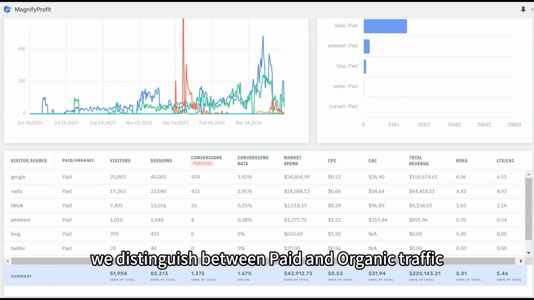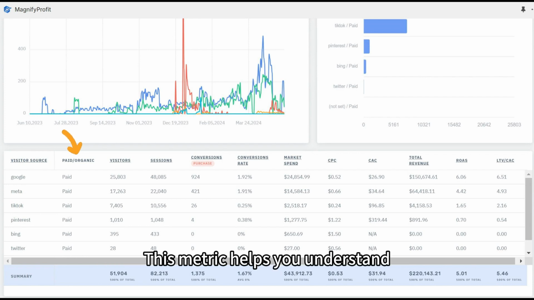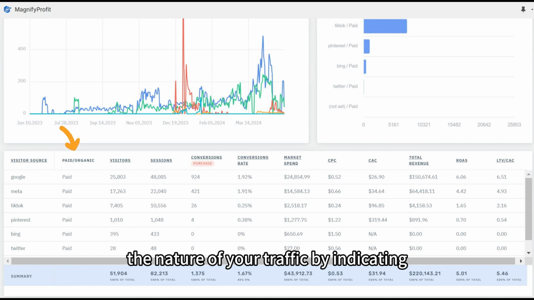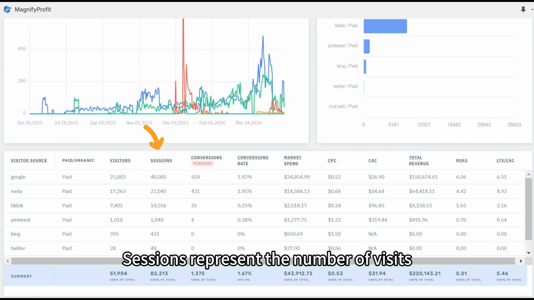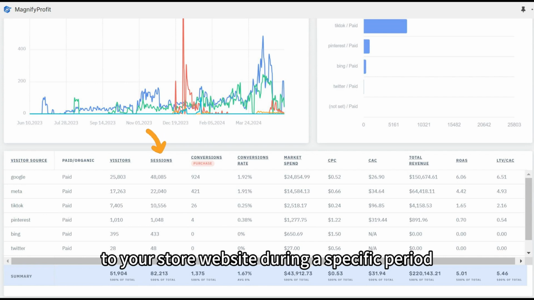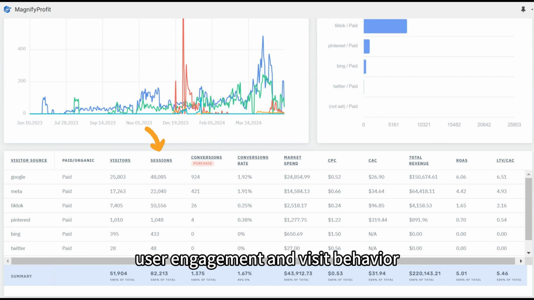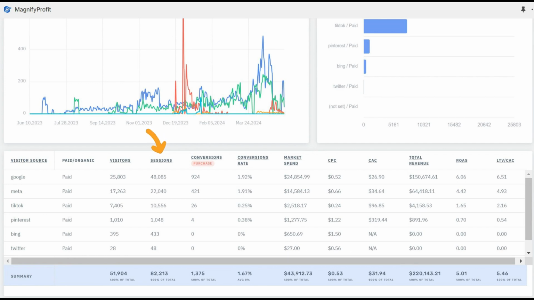Next, we distinguish between paid and organic traffic. This metric helps you understand the nature of your traffic by indicating whether you need to pay to acquire this traffic or not. Sessions represent the number of visits to your store website during a specific period. This metric helps you understand user engagement and visit behavior.